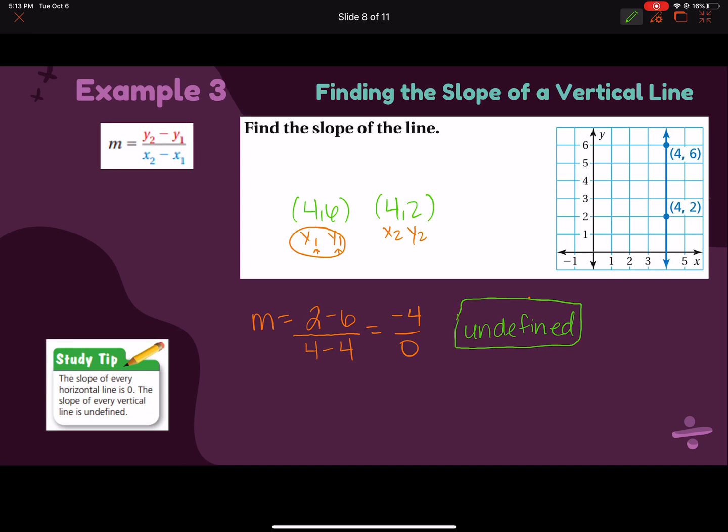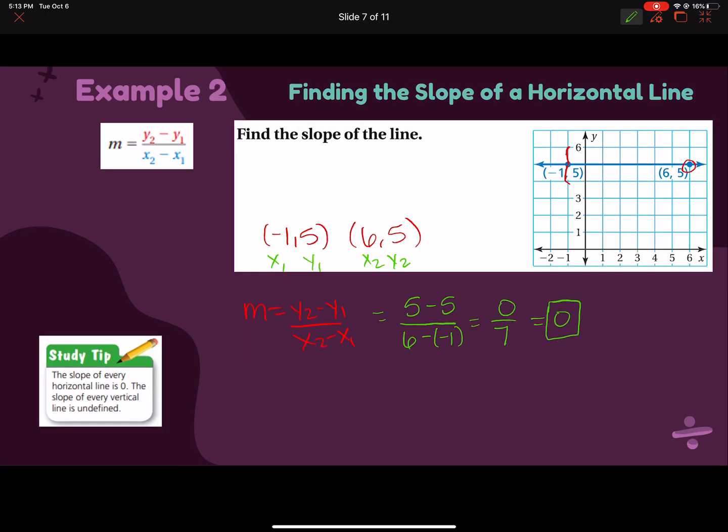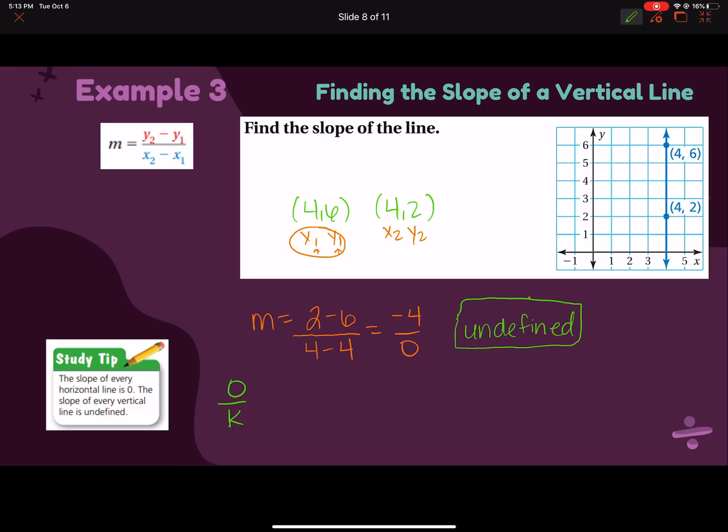So here's a way to remember that. If you have a 0 on the top, it's okay. Because over here I had a 0 on the top, and that was okay. My answer was just 0, because 0 divided by 7 was 0. So if you have a 0 on the top, it's okay. Now, if your 0 is on the bottom, that's a no-no. Okay, so 0 on the top is okay. 0 on the bottom is a no-no. That's undefined.